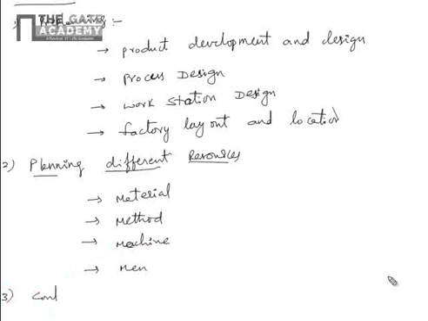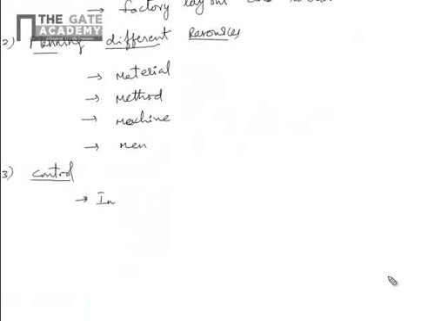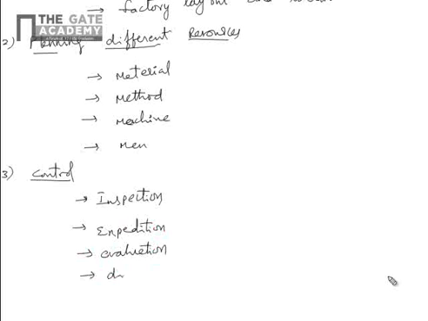So control, the next and final step. Control is how to control the productivity and how to control the quality by inspection, expediting, evaluation, dispatching. So these are the steps in each phase of production. If you are producing any product in a manufacturing company, you need to take care of all these steps.